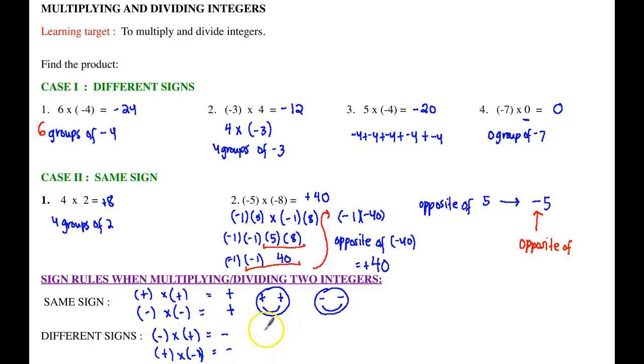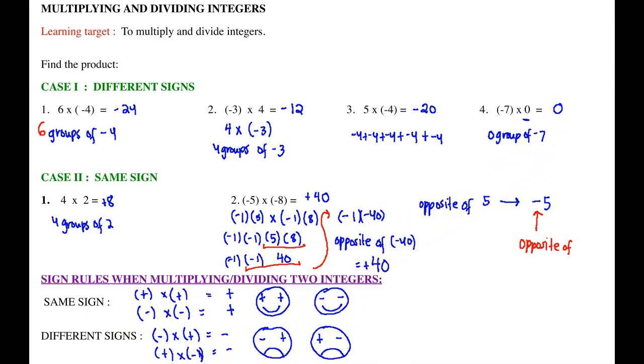I'm going to draw an emoji over here. So one is negative, one is positive. So different signs, they're not agreeing. That's a sad thing. It's a negative thing. Or it can look like this. One is a positive, the other is a negative. Still, they're not agreeing. It's a sad thing. So that's negative. Okay? So don't forget that. You have to memorize this.